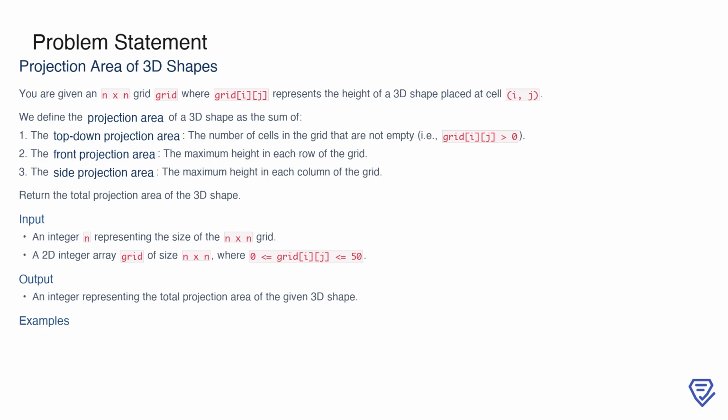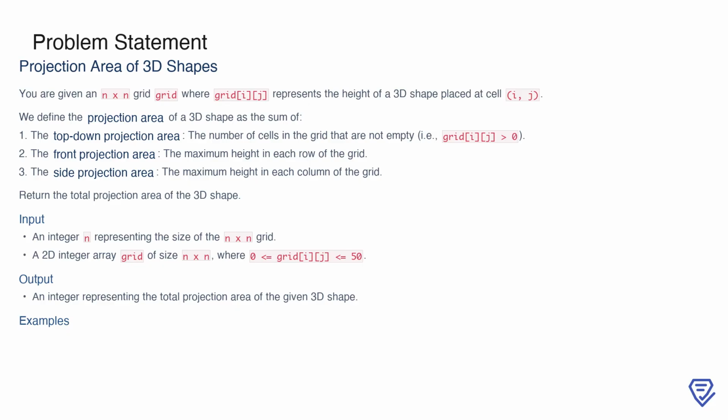is greater than 0. Second, the front projection area is determined by finding the maximum height in each row of the grid. Lastly, the side projection area is calculated by finding the maximum height in each column. Combining these three components gives the total projection area of the 3D shape.